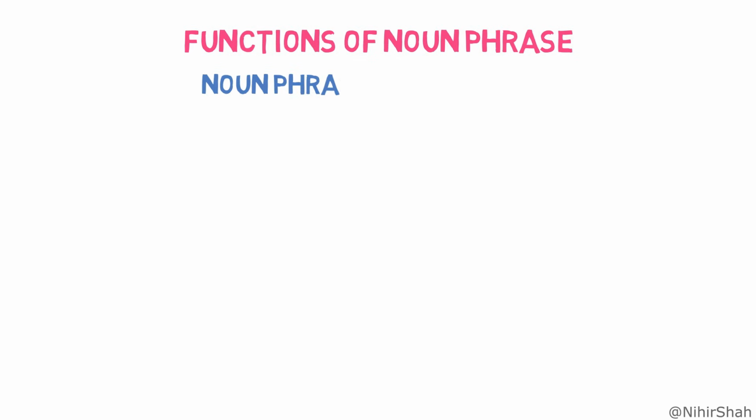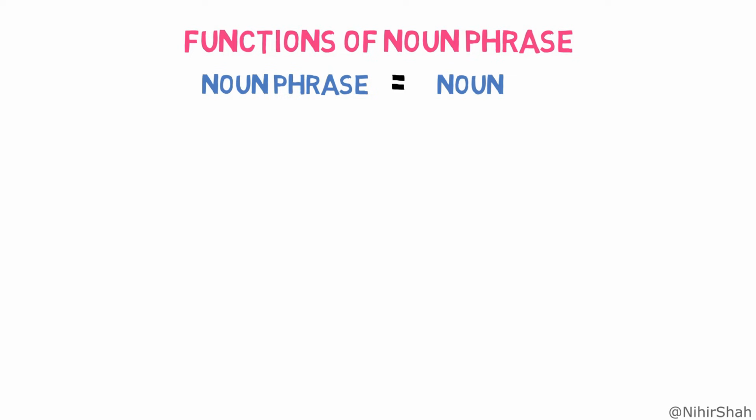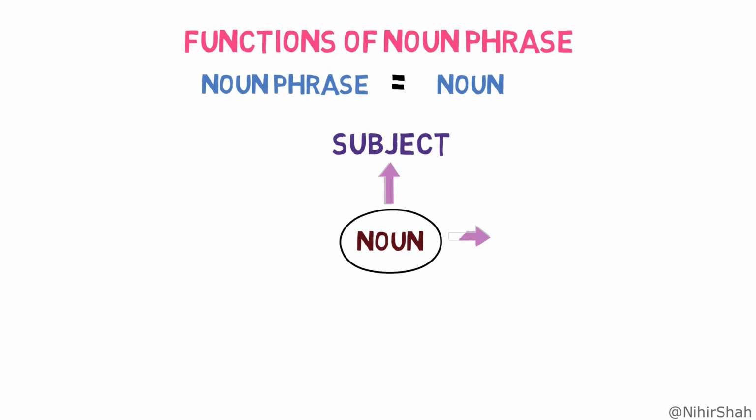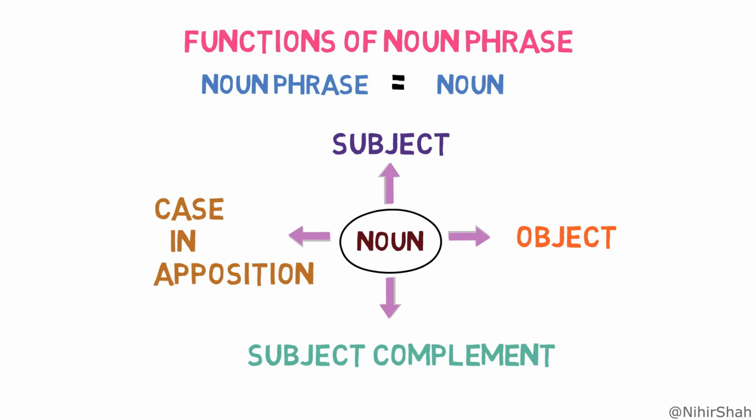A noun phrase has similar functions which a noun has in the sentence. What are the main functions of a noun? A noun has 4 main functions in a sentence. Number 1, it can act as a subject in the sentence. Number 2, it can act as an object in the sentence. Number 3, it can act as a subject complement in a sentence. And number 4, it can act as a case in opposition in the sentence.